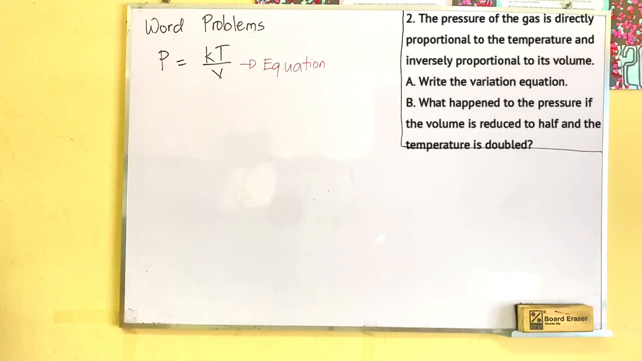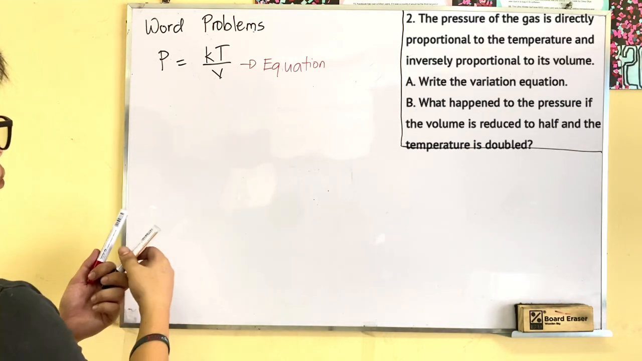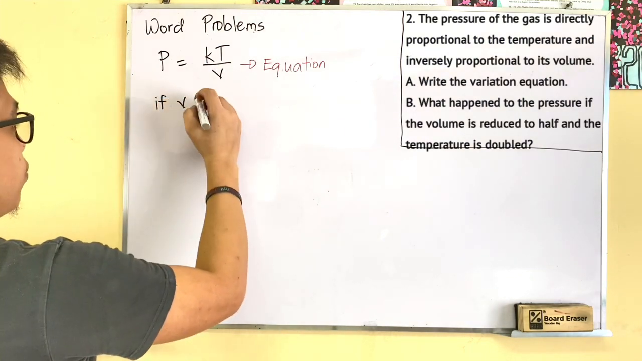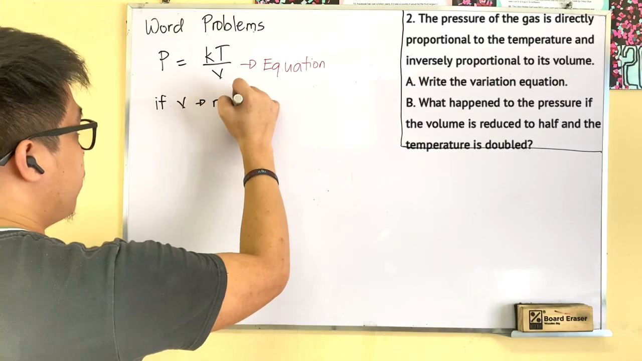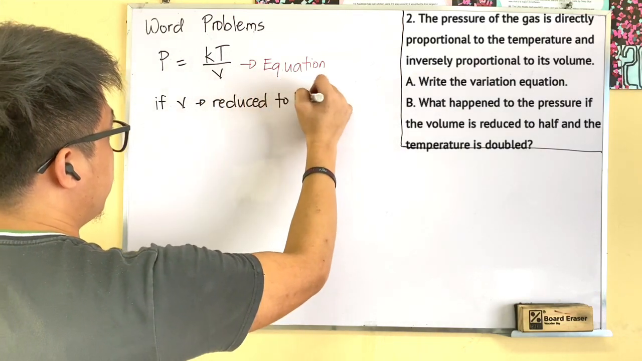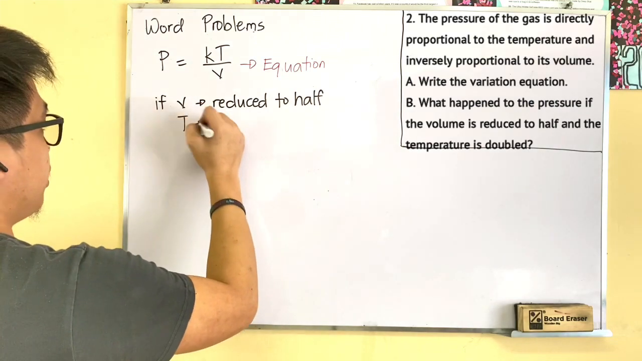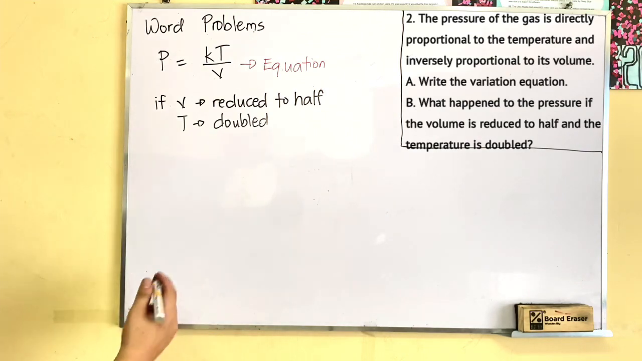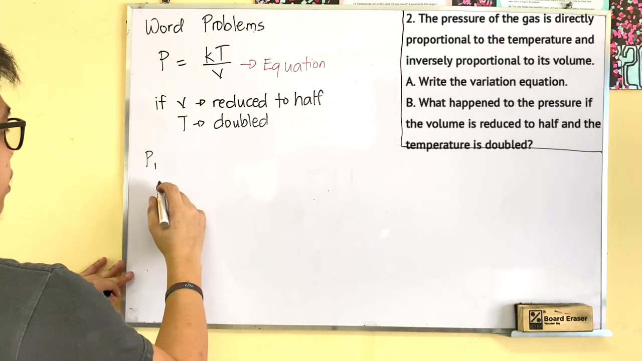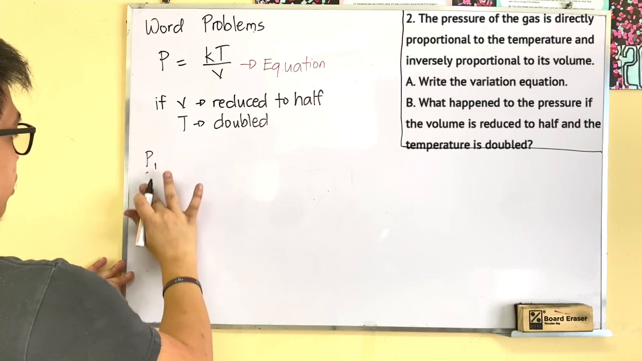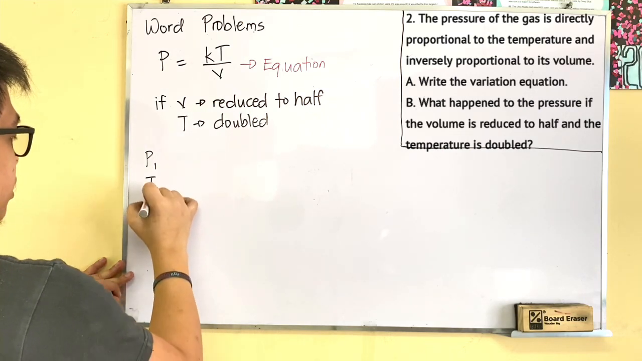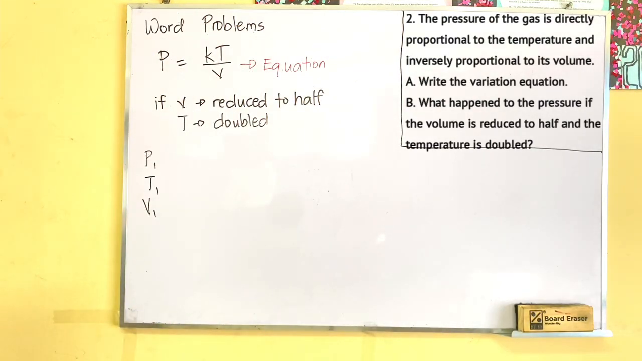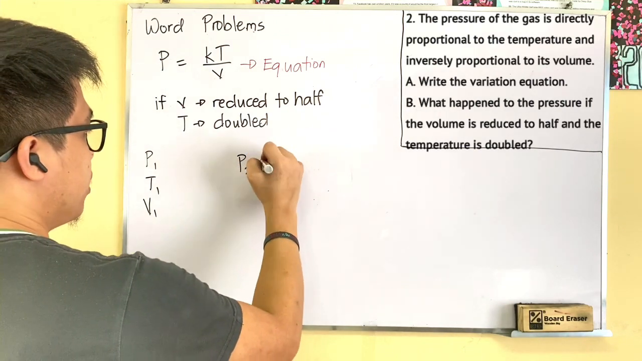Next one. Ano daw mangyayari sa pressure if volume will reduce to half and the temperature is double? So meron tayong dalawang situation now. Una, yung pressure 1, and then yung temperature 1, and the volume 1. So sila yung mga first na given. Next, meron tayong hinahanap na pressure number 2.